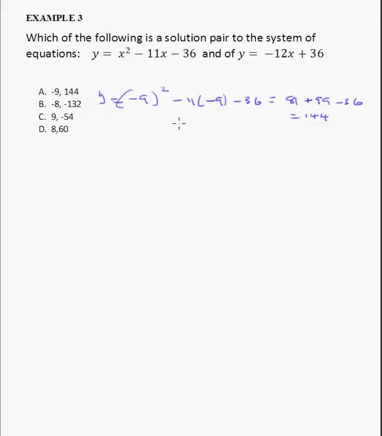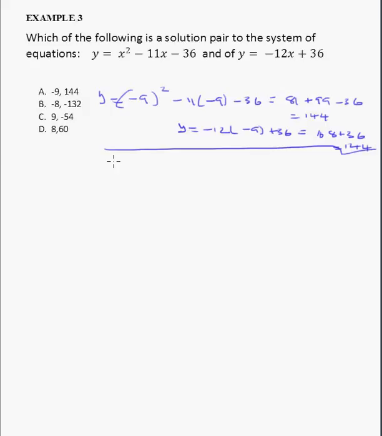So let's try y is equal to -12 times -9 plus 36, and that will give me 108 plus 36. That's also equal to 144. So when I do a simple plug-in, it doesn't take me long, and I find out my answer is A. Now you have to remember that you have to use both equations to get the answer. You can't just plug into one equation, get the answer, and move on.